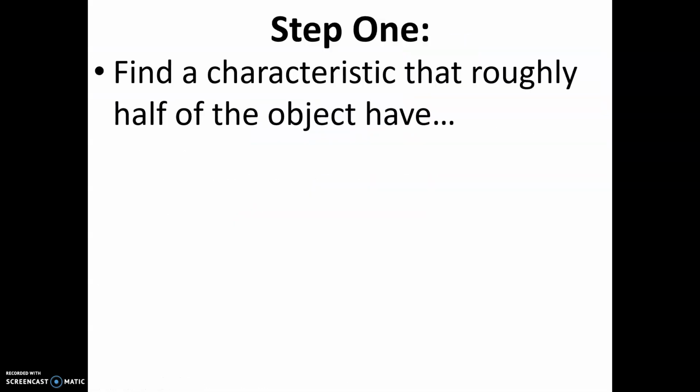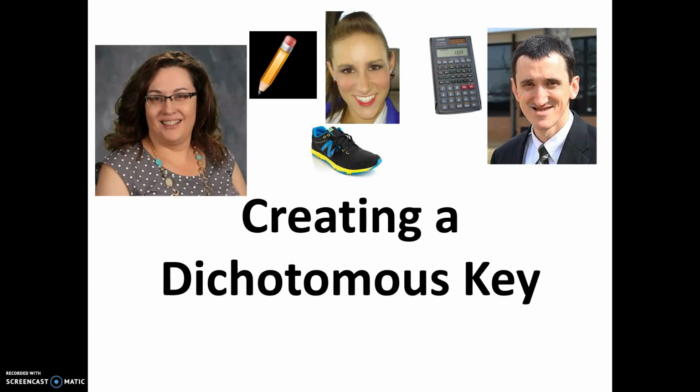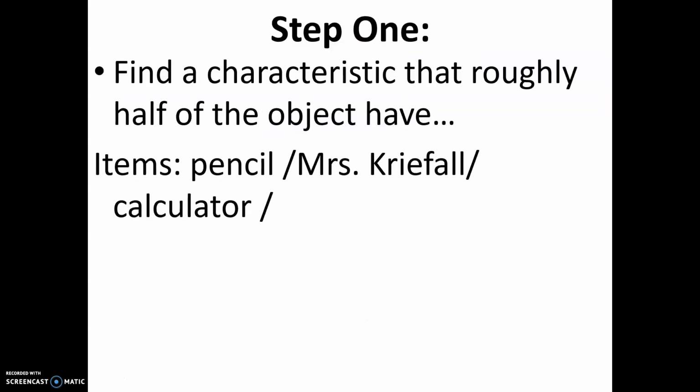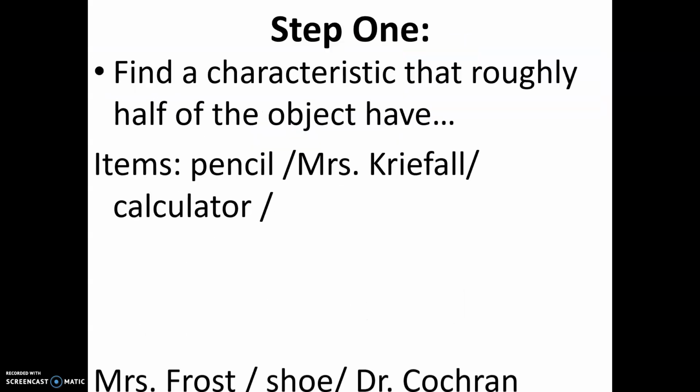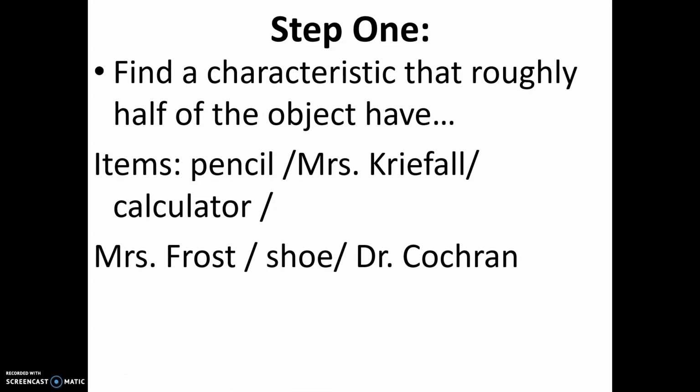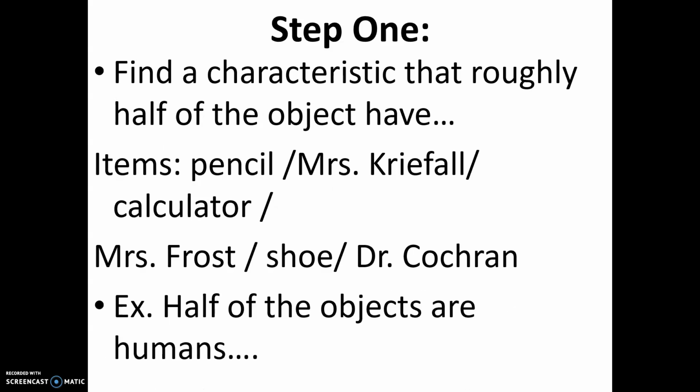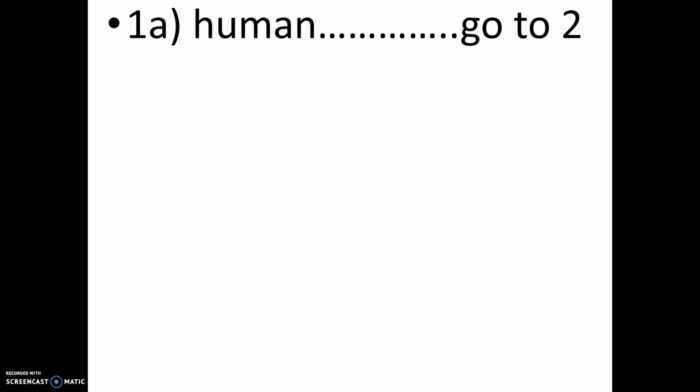Step one: when you have items, you want to find a characteristic that roughly half of the objects have. So look at these pictures. You're also going to find out that there's not just one answer. We can organize these in a lot of different ways. So we have a pencil, Mrs. Creefall, calculator, Mrs. Frost, shoe, and Dr. Cochran. I'm going to say half the objects are humans. Again, you could do half the objects are items. You can organize it however you want, but since we're doing this together for this activity, let's keep it the same.